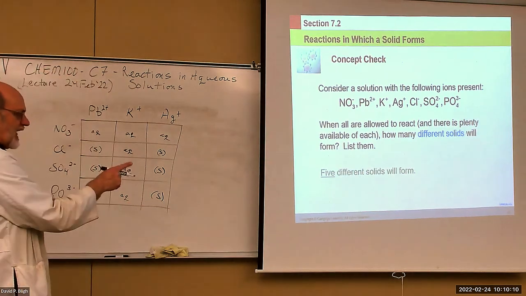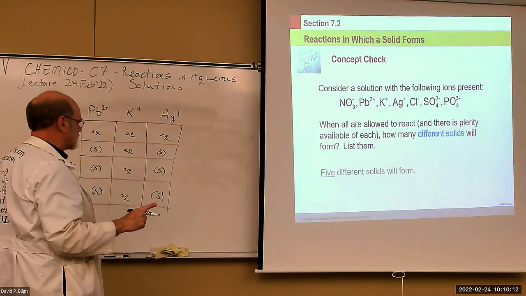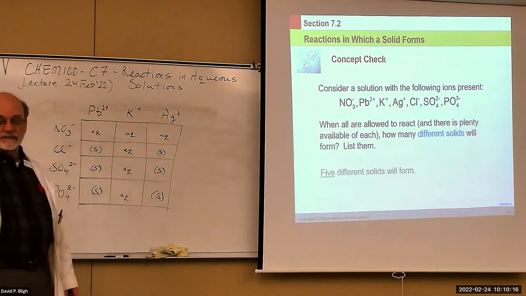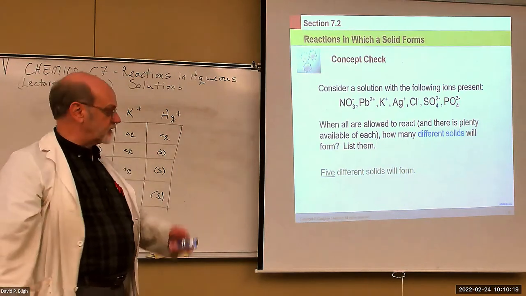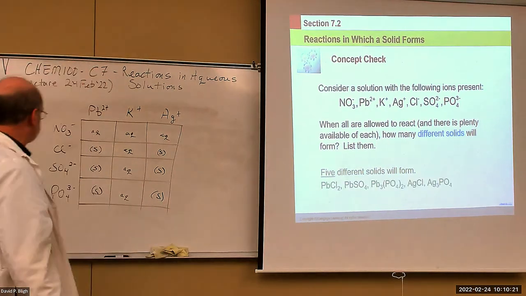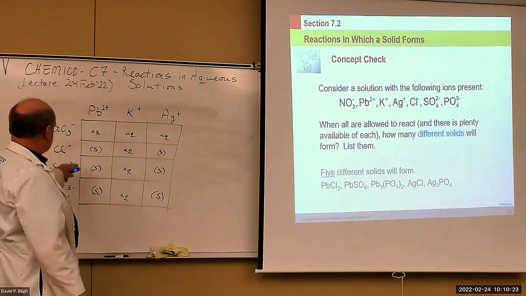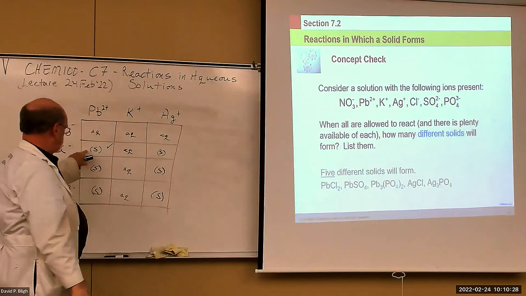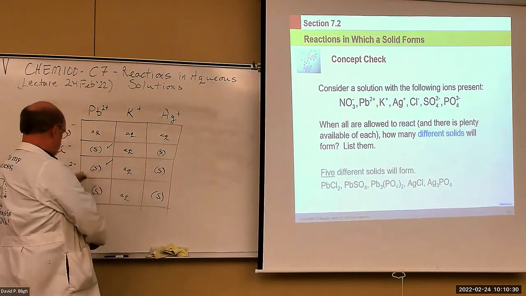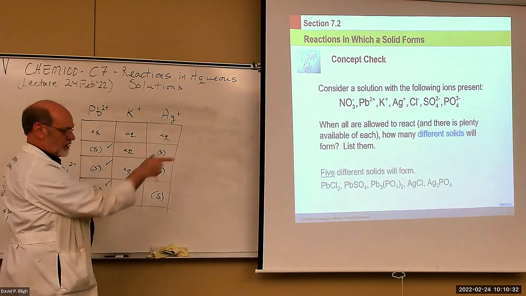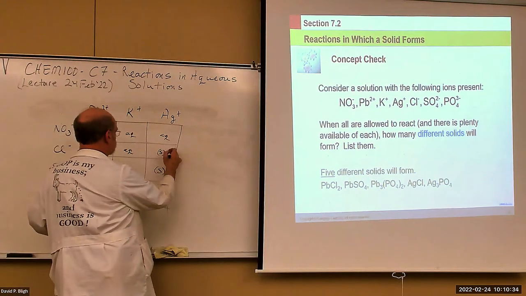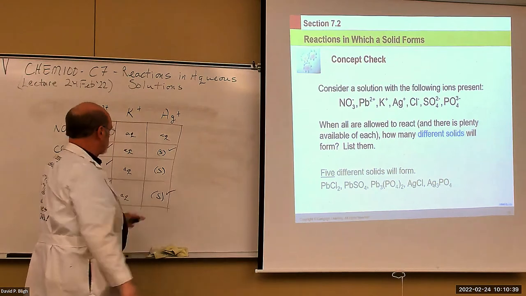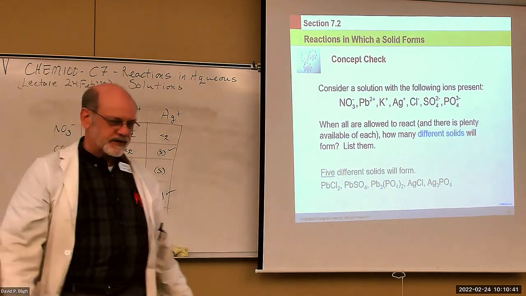Okay, this slide says there are 5 different solids that form. And what we've determined is that there are actually 6. So that slide needs to be corrected. It says that this one, it got that one right. This one is in that list. This one's in the list. And this one's in the list. But it doesn't say silver sulfate.